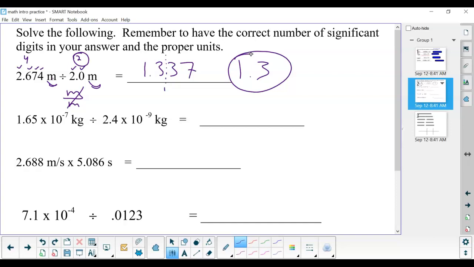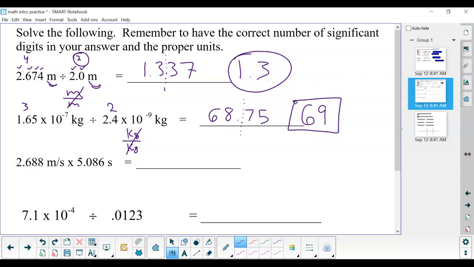On the next one, 1.65 times 10 to the minus 7 divided by 2.4 times 10 to the minus 9. My calculator shows 68.75. I have 3 significant digits there. I have 2 significant digits there. Here's where I'm going to round. A 7 rounds it up. So you're going to get 69. Again, kilograms divided by kilograms. There's our answer.